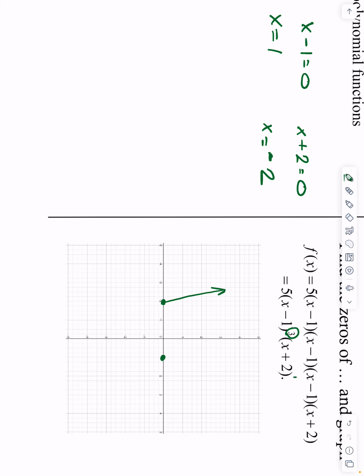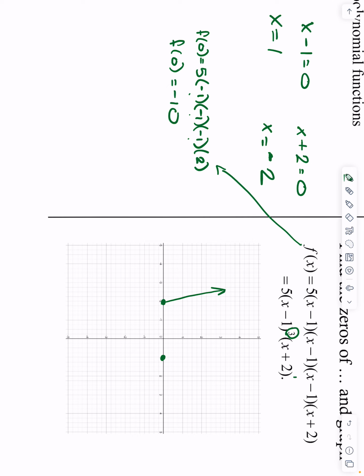If I want to be more precise, I can figure out what happens when x equals 0. I get 5. 0 minus 1 is -1. 0 minus 1 is -1. 0 minus 1 is -1. 0 plus 2 is 2. Right? That just came from right here. I get 5 times -1, -5 times -1 is +5, times -1 is -5 again, times 2 is -10. So at 0, I got -10, something way down here.